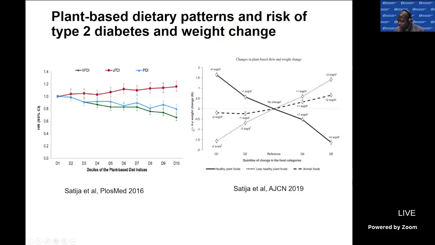And these two factors are actually intermediates in cancer. Changing to higher adherence to a plant-based dietary pattern was related to increasingly less weight gain compared to lower adherence, similarly for the unhealthy plant-based diet.